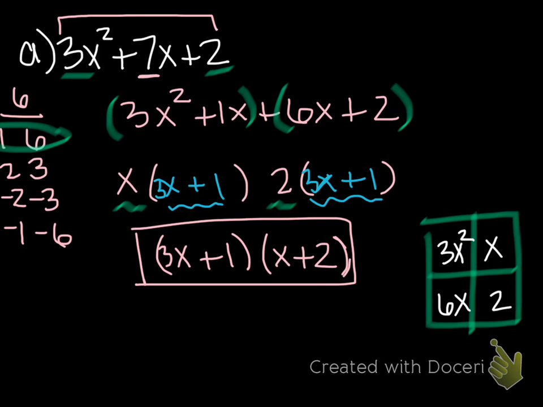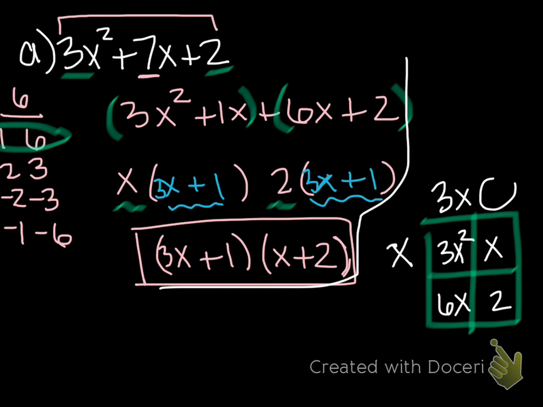So now I'm going to find the outside. To find the outside, again, I look at it and say, what do they have in common? For the first one, I'm comparing the 3x squared and the x, and they have an x in common. Now I'm going to look at that spot right there. That 3x squared and a 6x has a 3x in common. This spot right here, x and a 2, has a 1 in common. And now this spot down here, 6x and a 2, has a 2 in common.